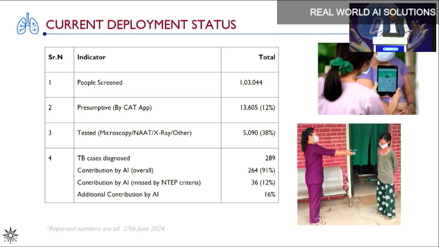These are some deployment statistics. We've screened about 1 lakh people so far. 13,000 of them were found presumptive, meaning needing a confirmatory test. 5,000 of those have been tested. And of these, about 290 cases have been diagnosed. You should keep in mind that TB is a very, very low prevalence disease. And the interesting part here is that 16% of these cases were only diagnosed by AI. They would not have been caught using standard symptom-based screening. And that's the gap that we want to keep increasing by improving AI models.